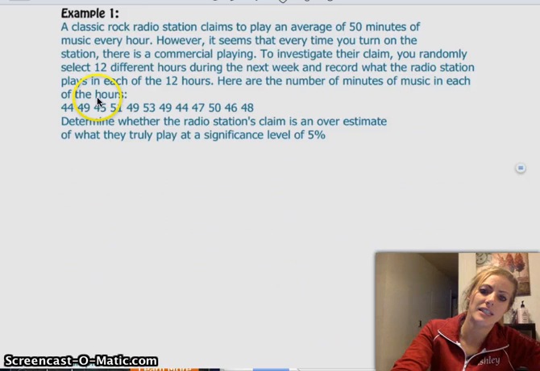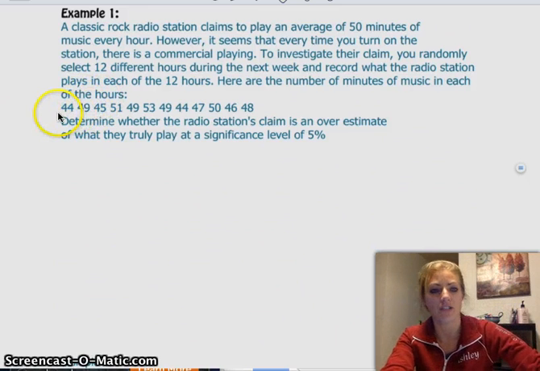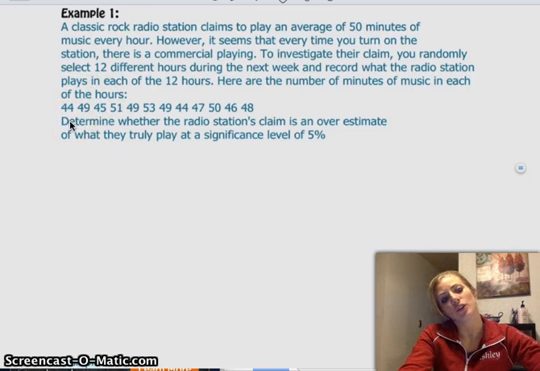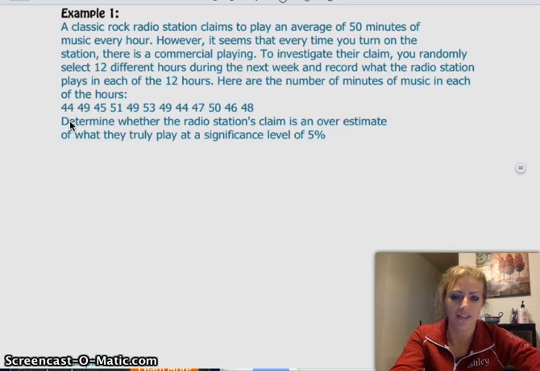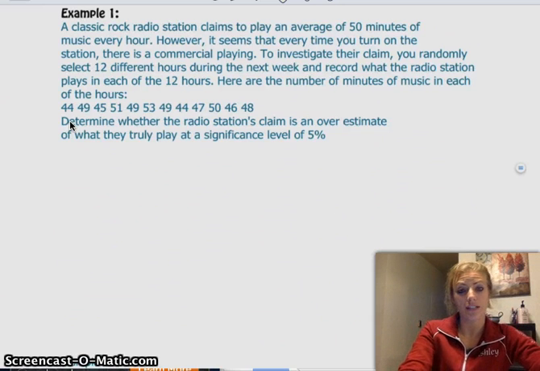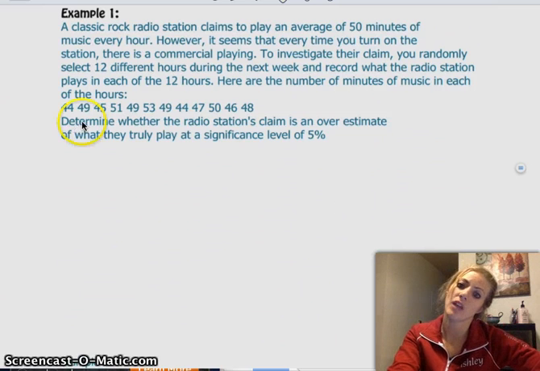So here are the number of minutes in each of the hours. And then your task is to determine whether or not the radio station's claim is an overestimate of what they truly play or not.